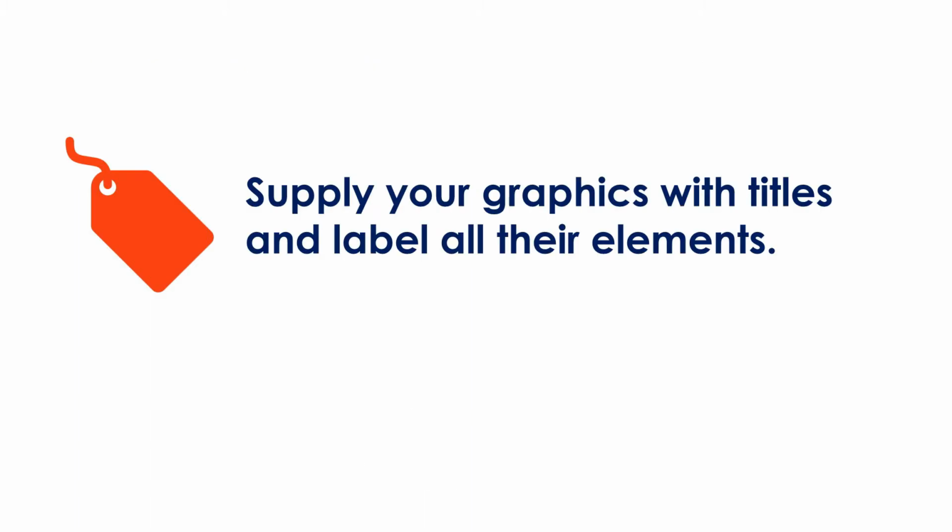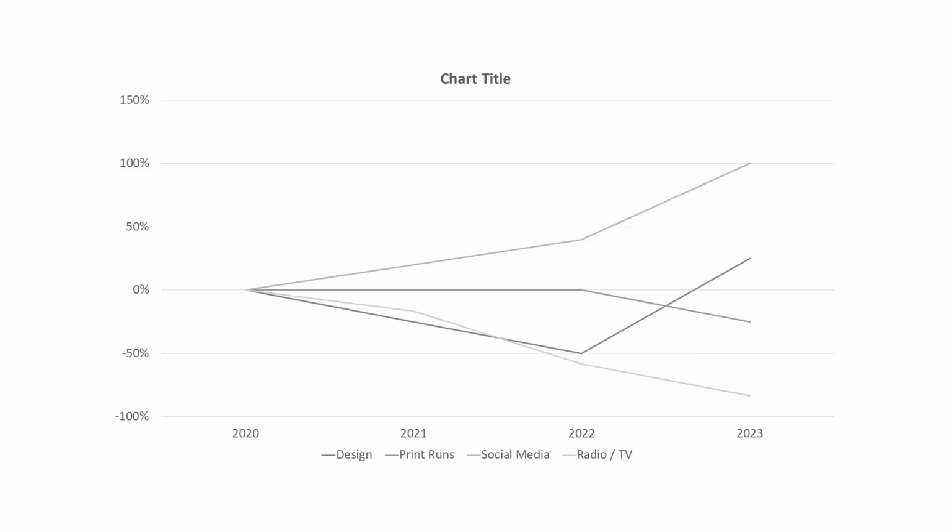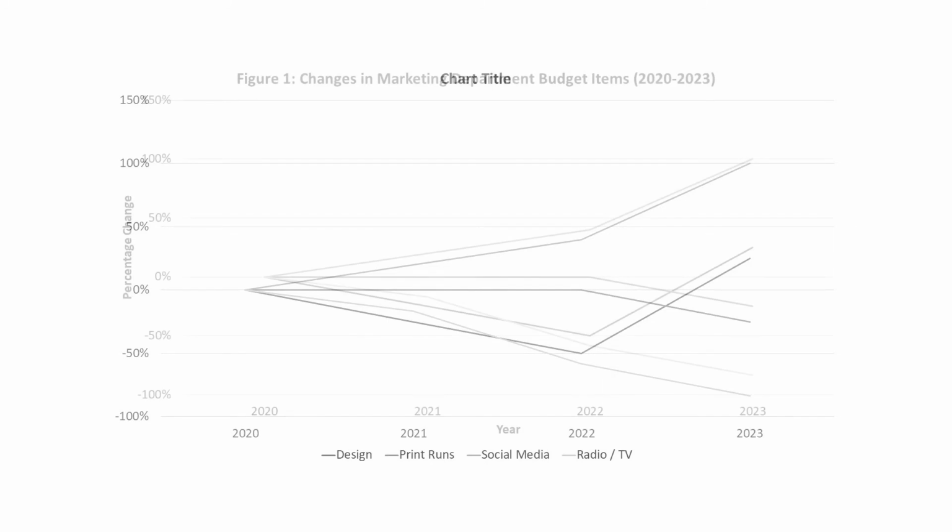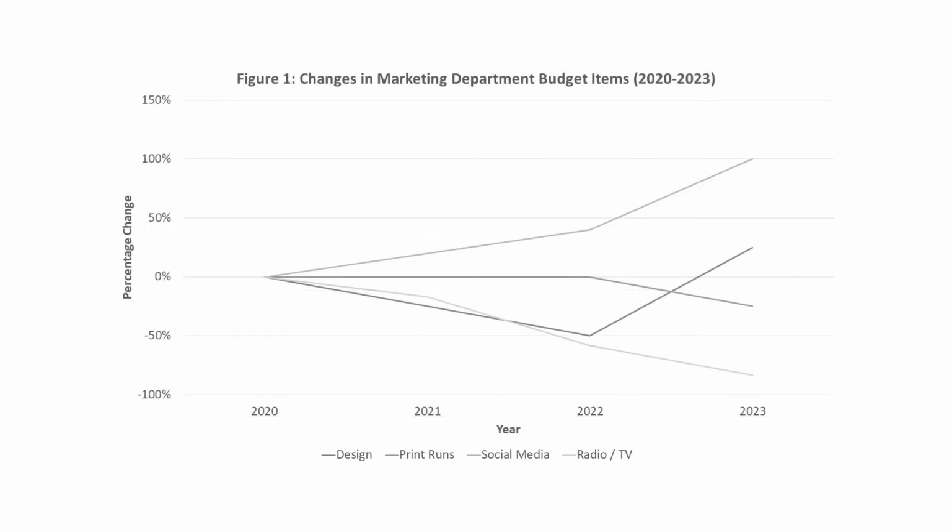Next tip, supply your graphics with titles and label all of their elements. As you probably noticed in at least that initial version of our line graph, we don't have a lot of labels. And so we want to add all of those labels to our data visualization.